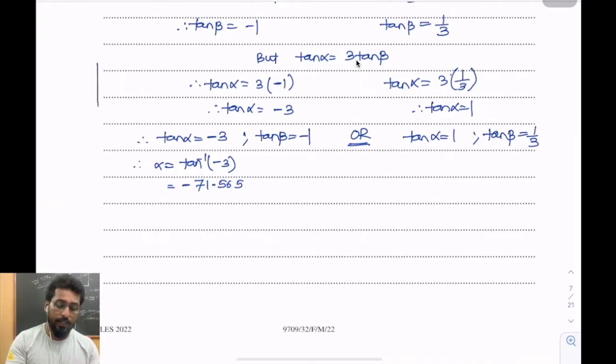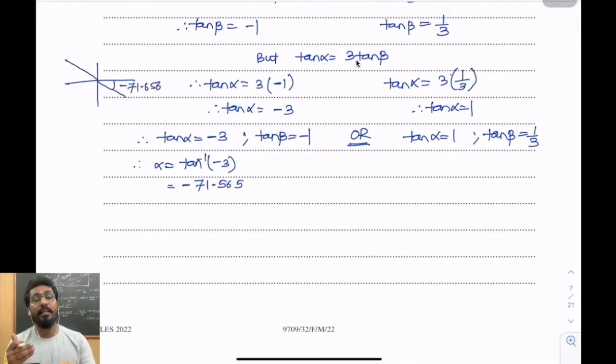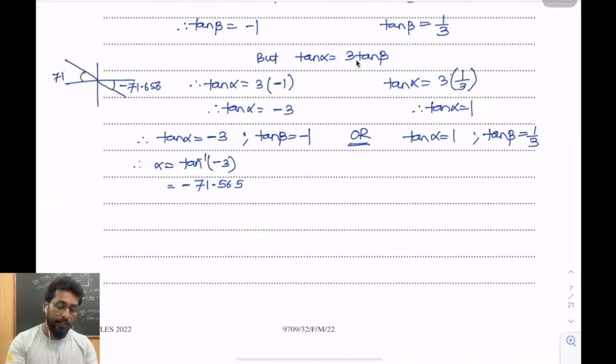So let's very quickly make alpha over here. So this value is -71.565. So what you do is you just extend this line. You just extend the line which is in the fourth quadrant into the second quadrant, right? So this angle is 71.565. I'm so sorry.